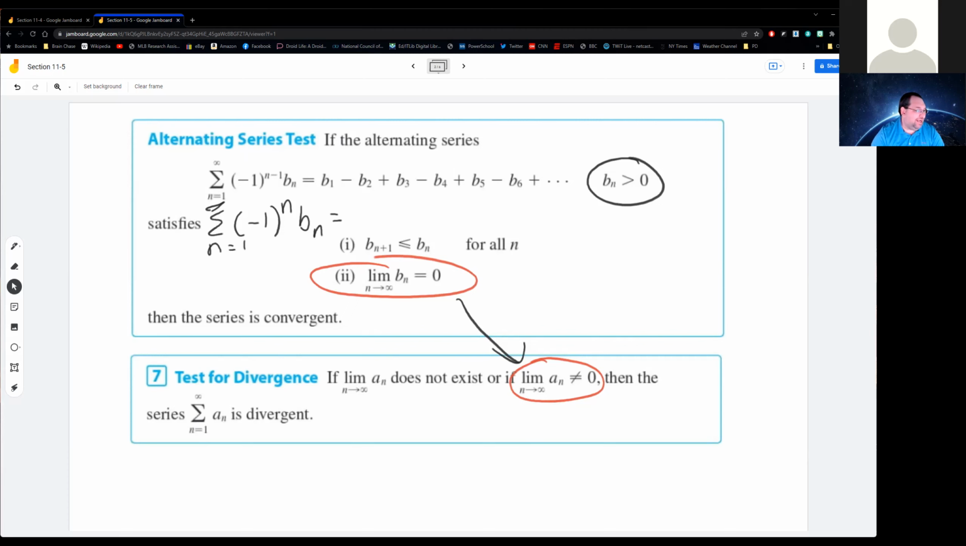And off the top of my head, I can't come up with one that would work that way right now. And every example they give me, if it fails the alternating series test, it passes the test for divergence. But I know for a fact that that doesn't always work. I just can't come up with an example that would happen right now.